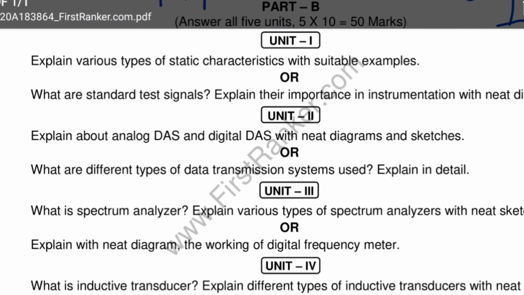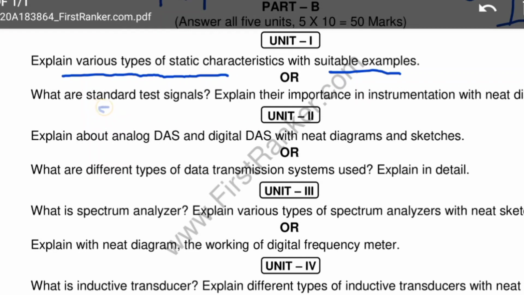From Unit 1, the second question is: explain various types of static characteristics. What are the static characteristics? Resolution, accuracy, precision all come under static characteristics, with suitable examples.